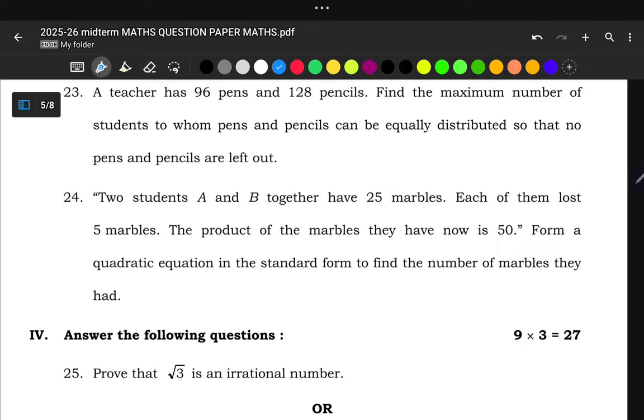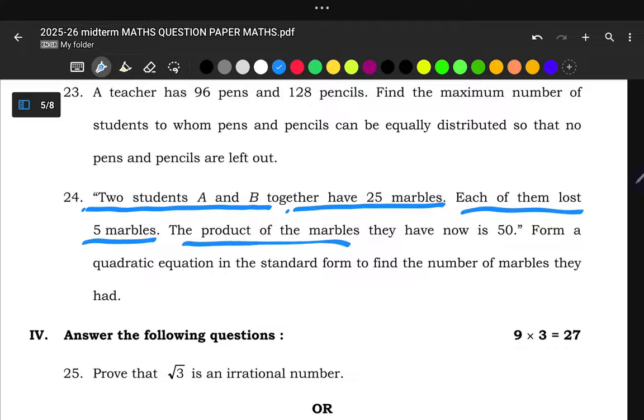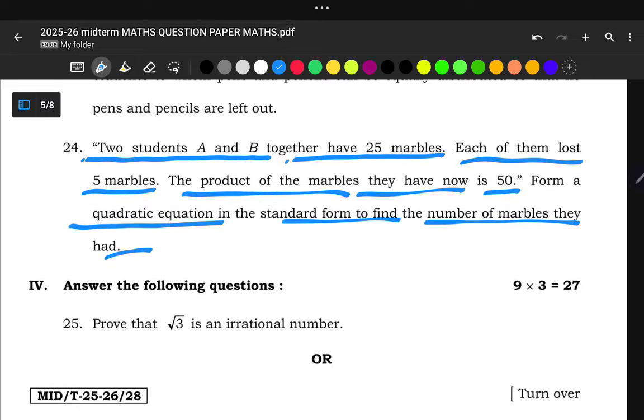Okay. Yes. See now, question number 24. Two students A and B together have 25 marbles. Each of them lost 5 marbles. The product of the marbles they have now is 50. Form a quadratic equation in the standard form to find the number of marbles. So in the question they have already mentioned the quadratic equation. It means you will get one variable here, or if you are getting two variables, convert it into one variable. Okay. Then try to find out the number of marbles.